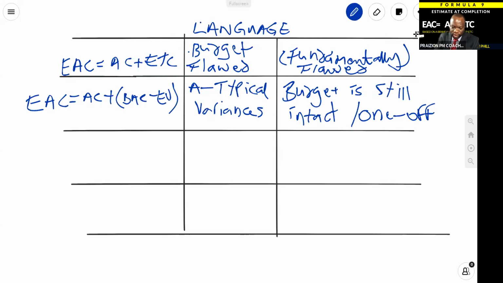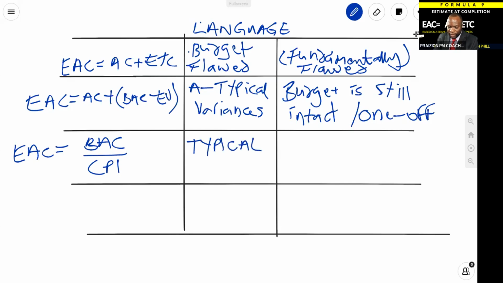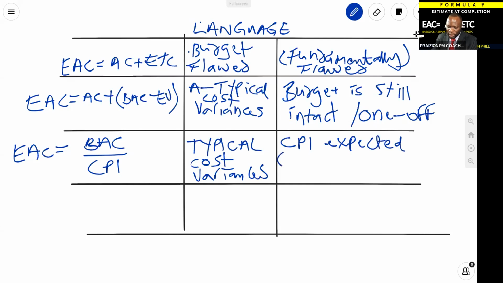All right, the next one is EAC equals BAC divided by CPI. And this one is for typical cost variances. So really, this is cost. You already knew that. So typical cost variances. Okay. Or you could say CPI expected. You could call it CPI cumulative.